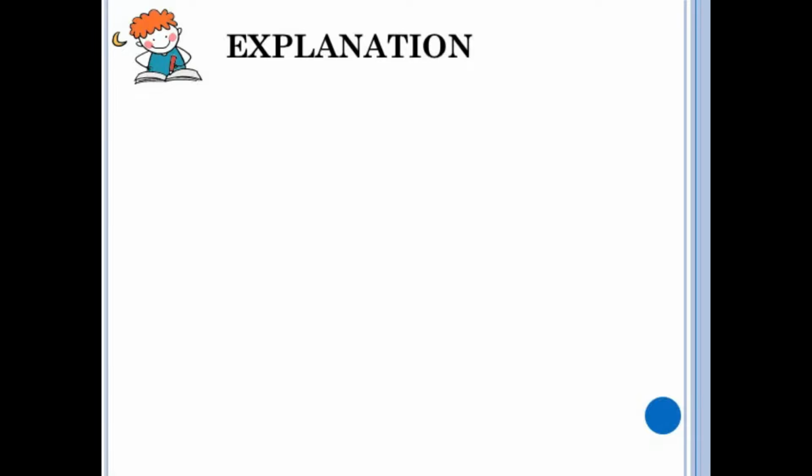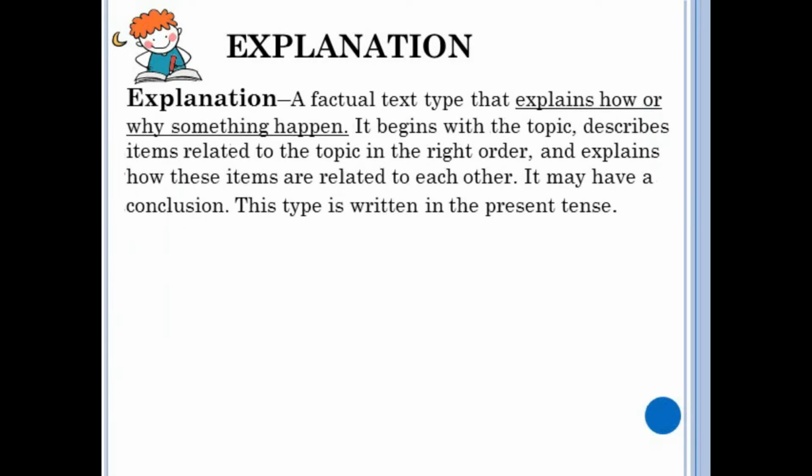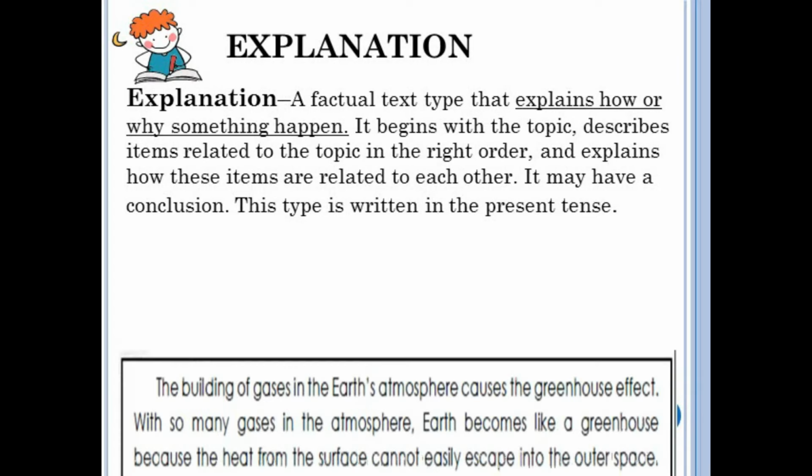The next type is the explanation. Explanation is a factual text type that explains how or why something happened. It begins with a topic, describes items related to the topic in the right order, and explains how these items are related to each other. It may have a conclusion. This type is written in the present tense.